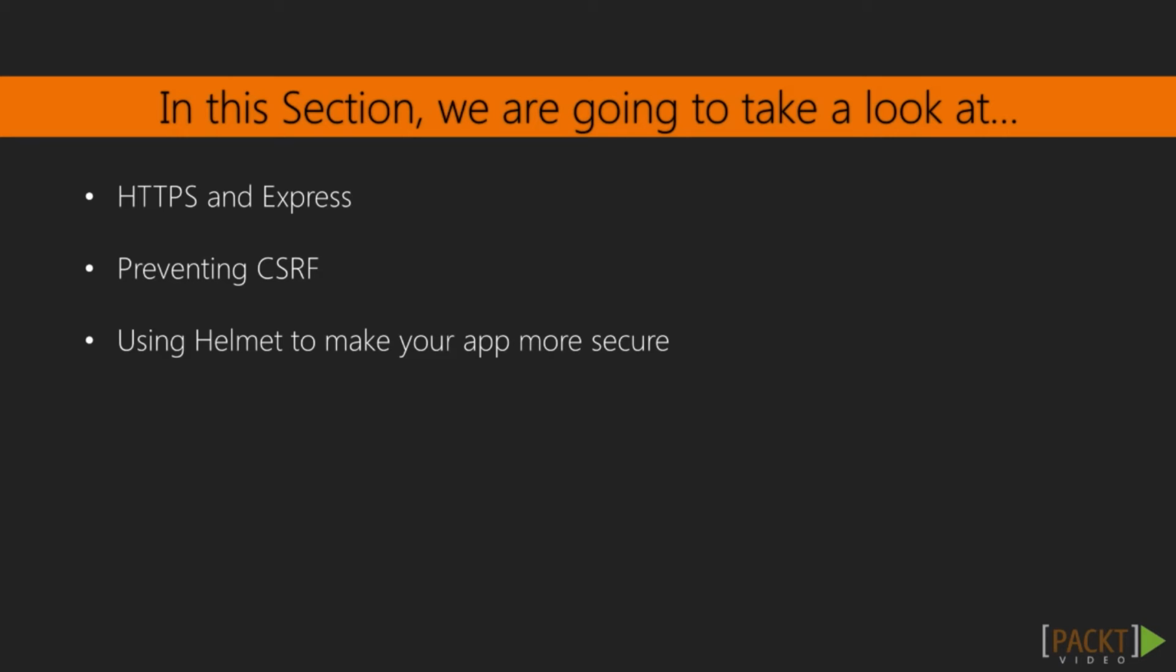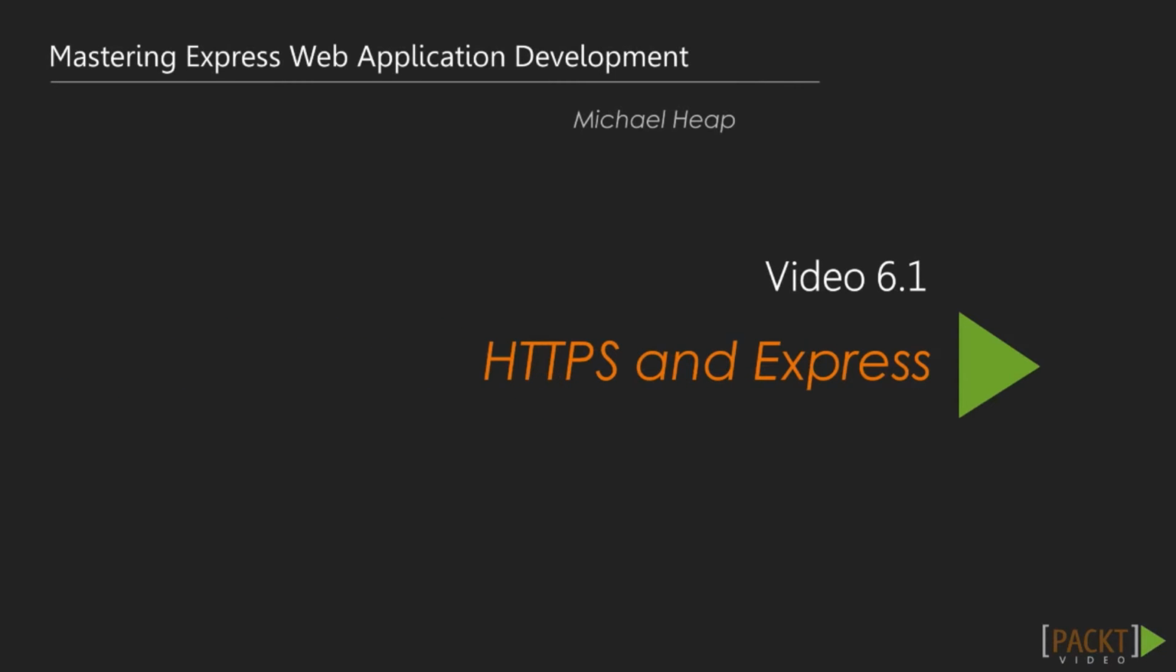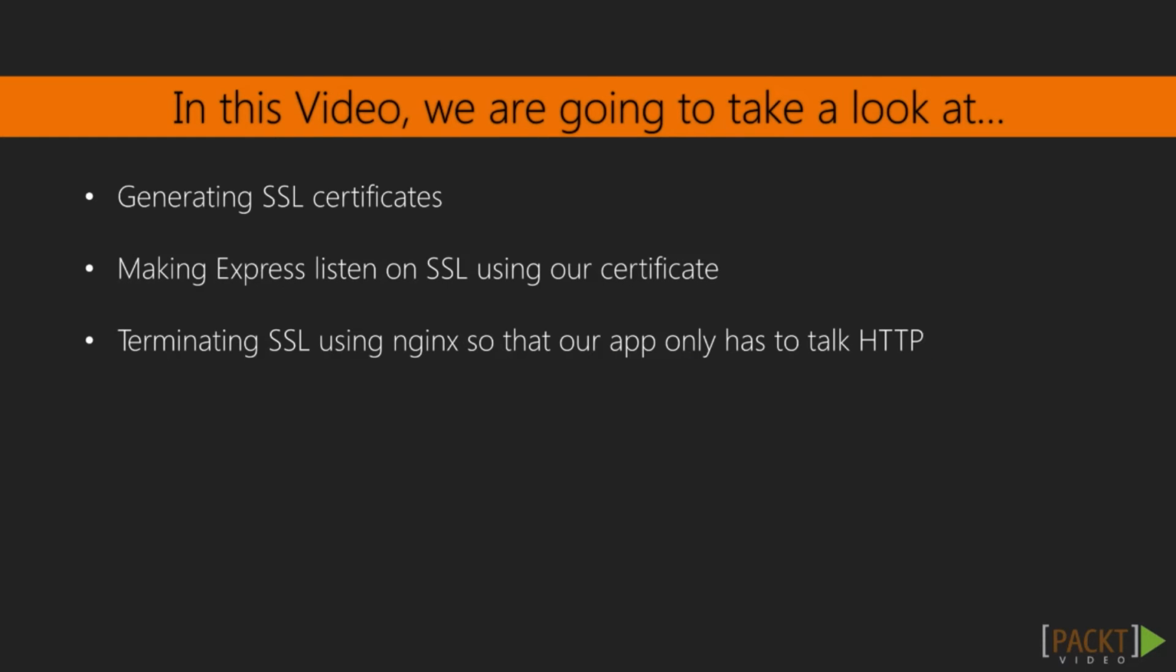The first step towards making any application secure is to make sure that no one can listen in on your communications. This means running your app over HTTPS, which happens to be our first video. To do this, we're going to be generating SSL certificates, making Express listen on SSL using our certificate, and terminating SSL using Nginx so that our app only has to talk HTTP.